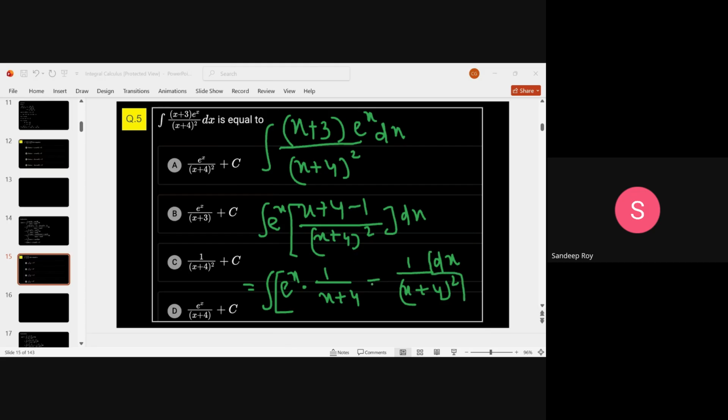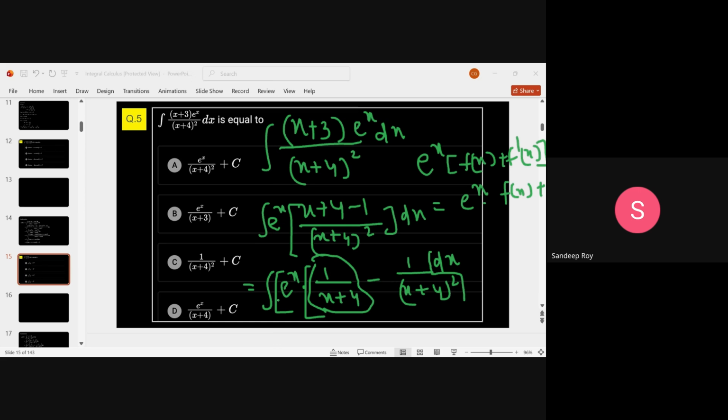Now see, this is a standard formula. Which formula is this? e to the power x into f of x plus f dash of x, the standard formula we learned in integration by parts. The answer of the integration will be e to the power x into f of x plus c. So over here, the derivative of this part will be 1 upon x plus 4 whole square.